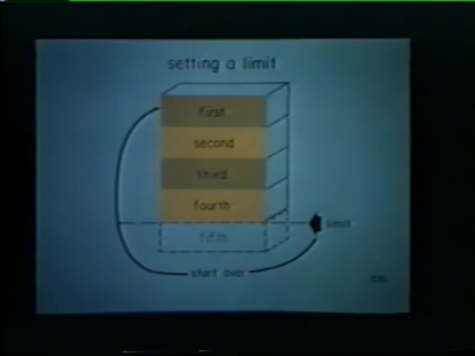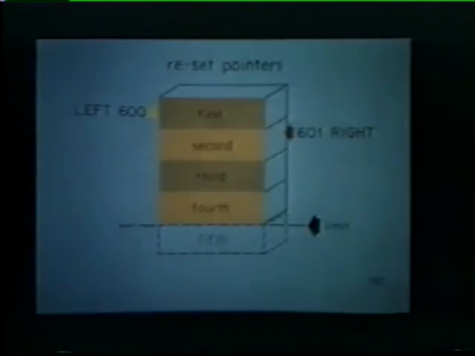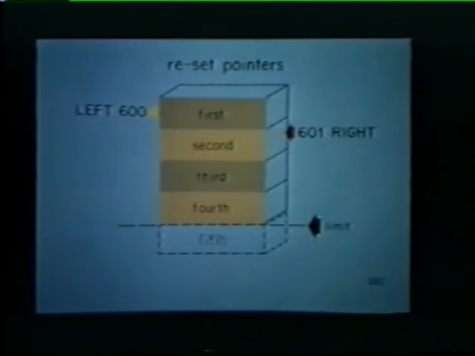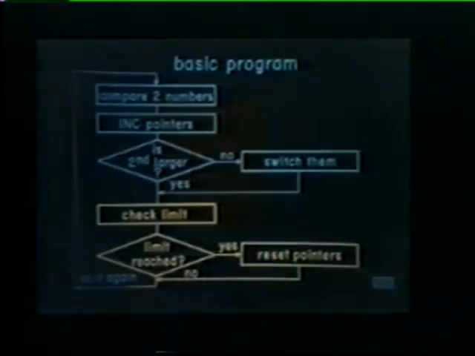One solution to this problem is to set a limit. We can pick the point in memory where the table of numbers ends and use this as a limit. Once we reach the limit, we simply start all over again. In order to start over, we would reset the pointers. Now we can step through the whole table of numbers again.